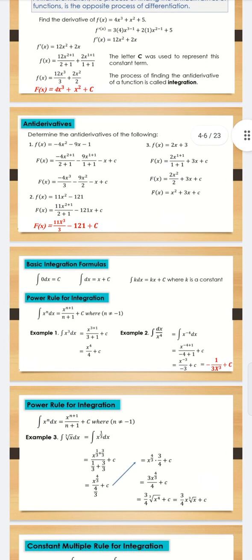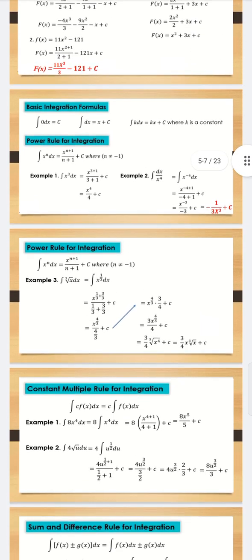Then the power rule for integration. For example, the integral of x cubed dx equals x to the power of 3 plus 1 over 3 plus 1 plus c, which equals x to the fourth over 4 plus c. For this example, the answer is 1 over 3 x cubed plus c. And there is also example 3 of the power rule for integration.